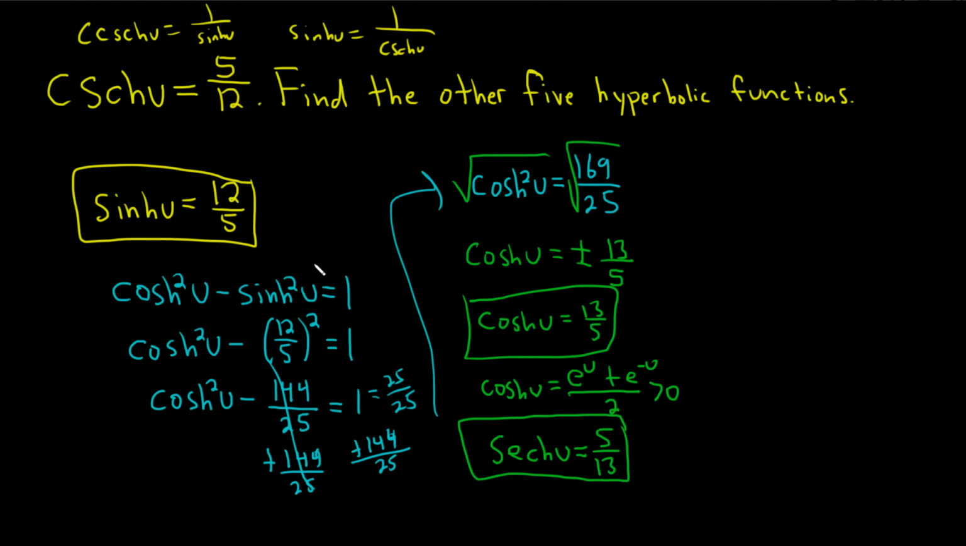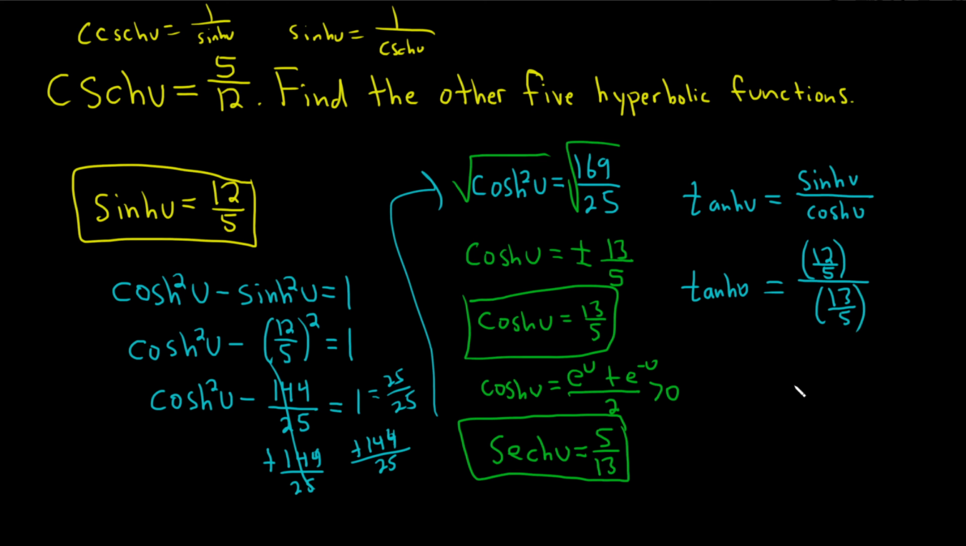And what else? So we've got hyperbolic sine and its reciprocal. We've got hyperbolic cosine and its reciprocal. We just need hyperbolic tangent and its reciprocal. So let's go ahead and find the hyperbolic tangent. The hyperbolic tangent of u is equal to the hyperbolic sine of u divided by the hyperbolic cosine of u. The hyperbolic sine is 12 over 5, and the hyperbolic cosine is 13 over 5.